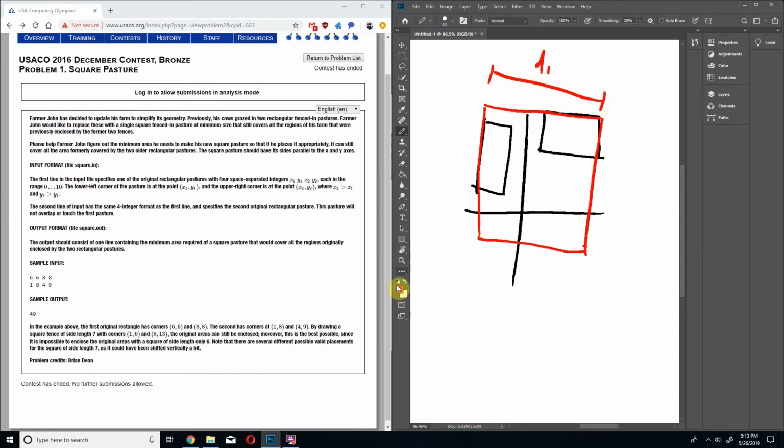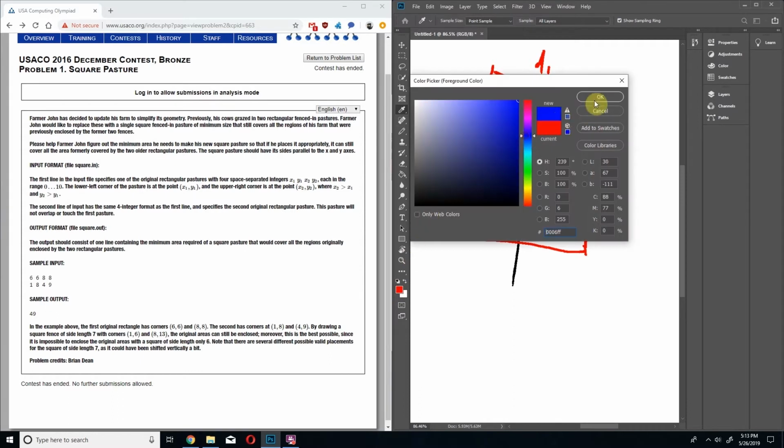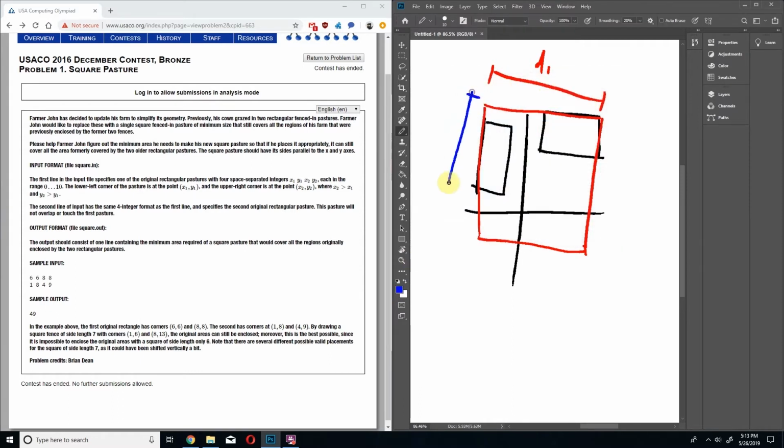But it could also have been this distance right here. But we see that if we drew a square with only this distance over here, it would not even close to cover both. So basically, the side length of our square has to be the bigger of D1 and D2. Now all we have to do is calculate D1 and D2.